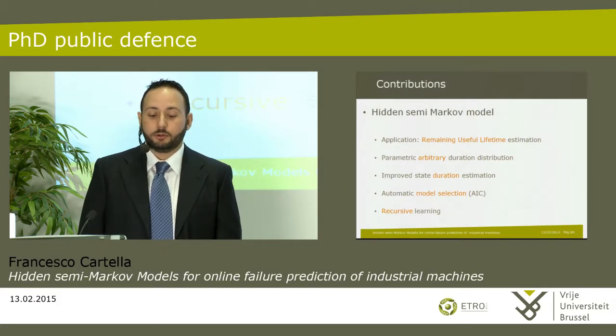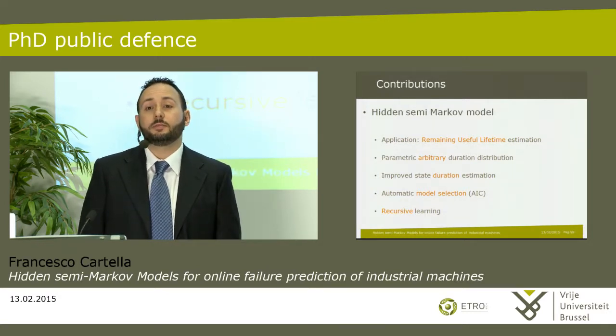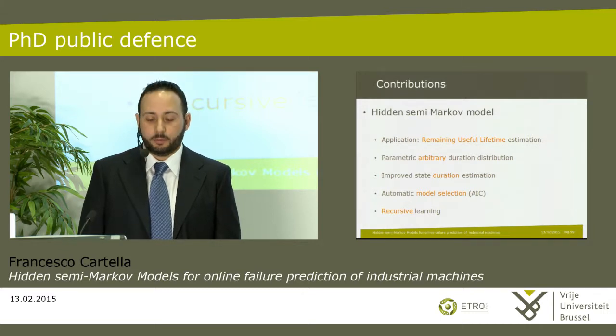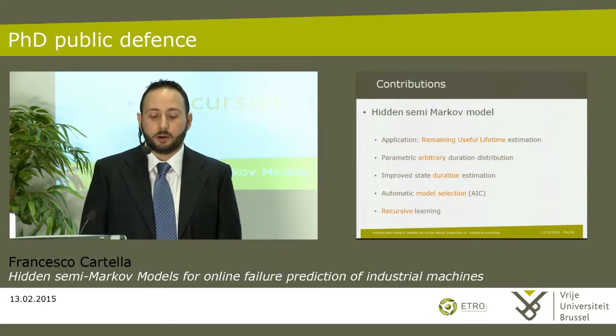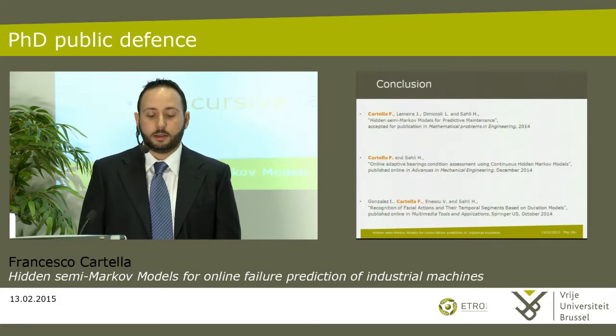The main contributions are the usage of a parametric arbitrary distribution to model the state duration, which has advantages in terms of fewer parameters to be estimated. We introduced a new and improved induction formula which is able to estimate the state duration, and thanks to this formula, we obtain much better results in terms of accuracy of remaining useful lifetime estimation. We propose the usage of the Akaike information criterion to perform automatic model selection, and we completed the framework by extending the learning algorithm to work online.